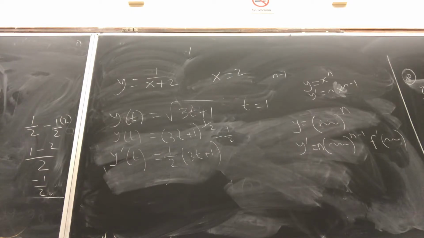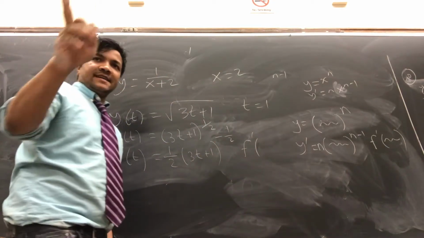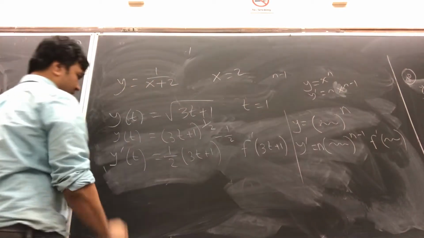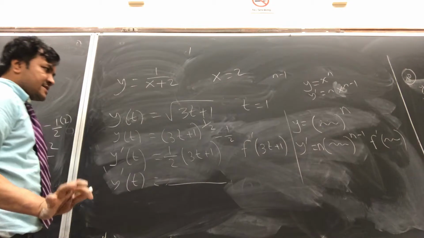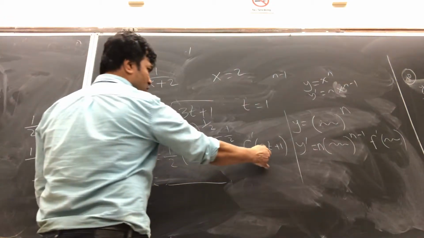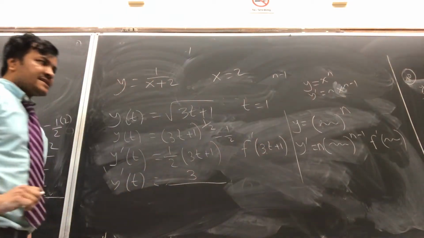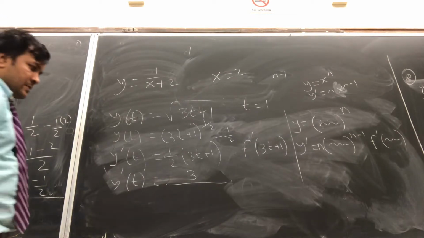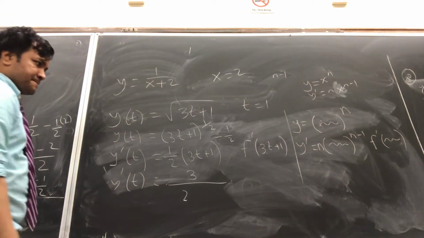What are you going to do now? Derivative of the inside. I like that idea. 3t plus 1. What are you going to do now? This one is not super easy. On the top, what are you going to put? What is the derivative of this one? 3. Is there any other thing you put on the top? I don't think so. What do you put on the downstairs? 2. And then what else?